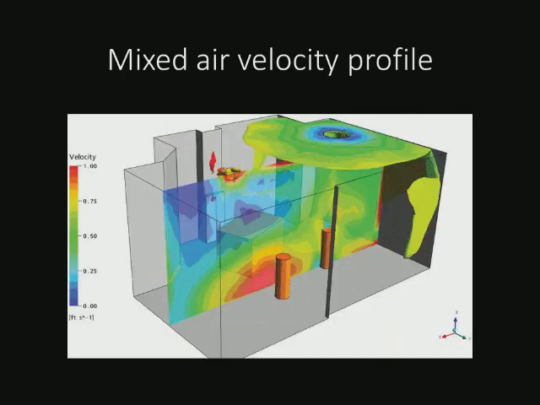Let's start off by looking at a mixed air velocity profile. Now, what this demonstrates to us is a room where the air is being blown in at a high velocity, shown here at the top. And you can see these two columns represent people. It's kind of a stretch, but they're about 6 foot tall. So we're looking at a room that's maybe 12 or 14 foot ceiling.